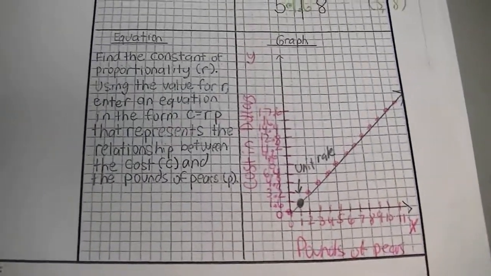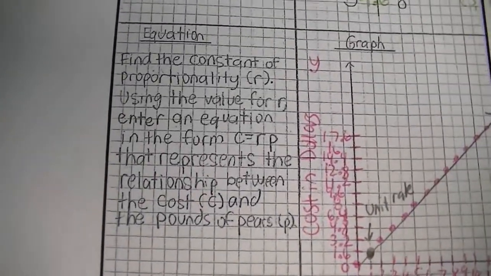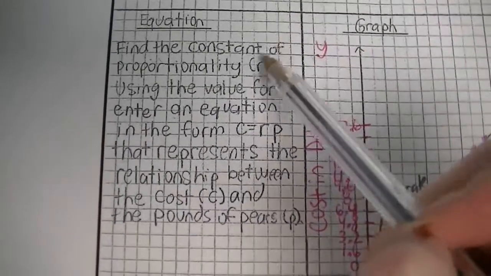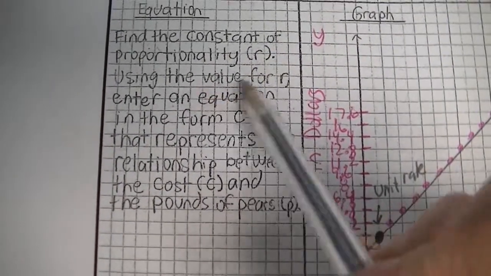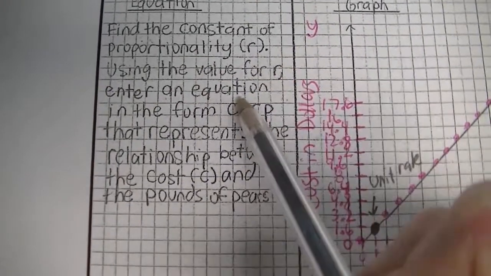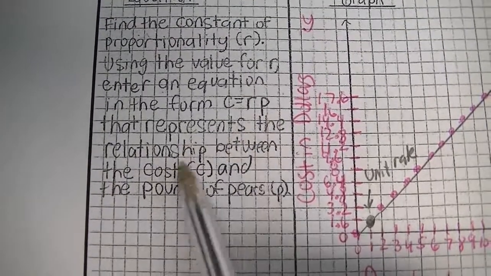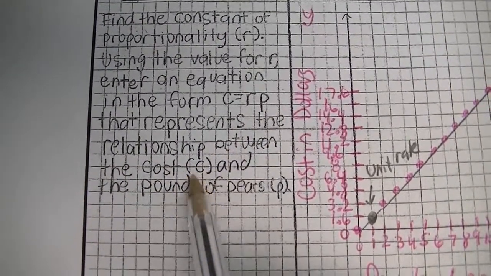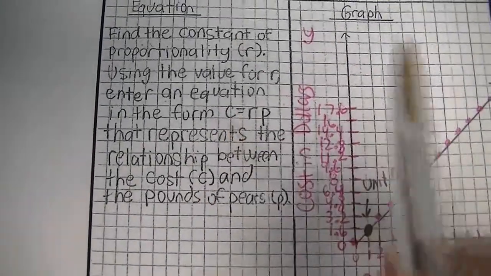Okay, let's go ahead and start on the equation. It says find the constant of proportionality, and they're calling it r. So they're finding the unit rate, they're representing it with r. Using that value for r, so using their unit rate for r, enter the equation in the form c equals r times p. That represents the relationship between the cost, so cost is c, and the pounds of pears is p. Okay, so before you get super confused, let's start with what you know.